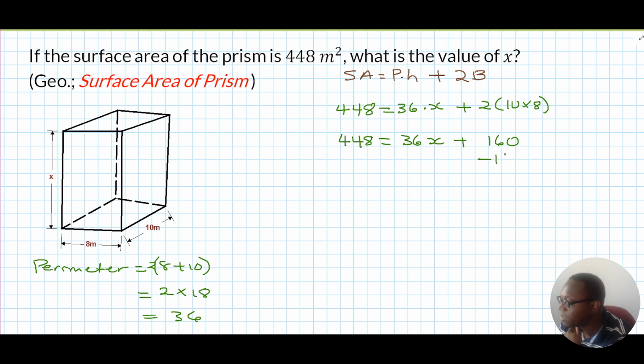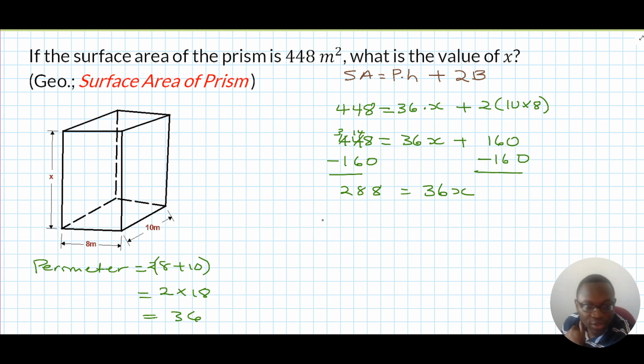So let's go ahead and subtract 160 from both sides. So 448 minus 160 gives us 288, and this is going to be 36x. So 288 is equal to 36x. We're going to divide both sides by 36.